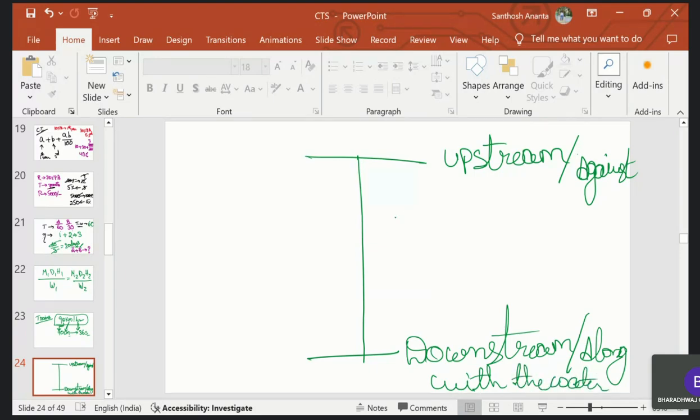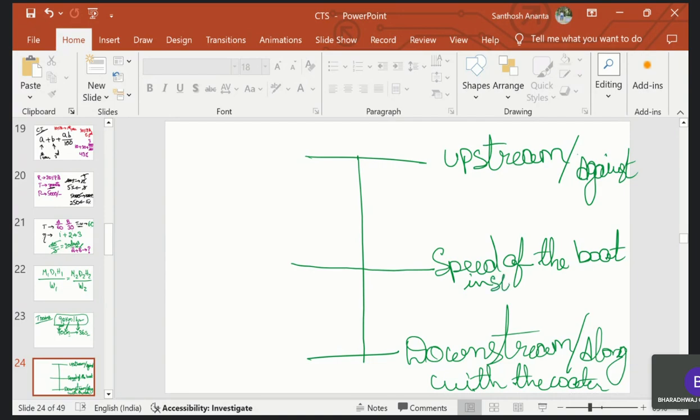Exactly in the middle of these two is the speed of the boat in still water, or standing water. Speed of the boat in still water can also be called man speed, or boat speed.